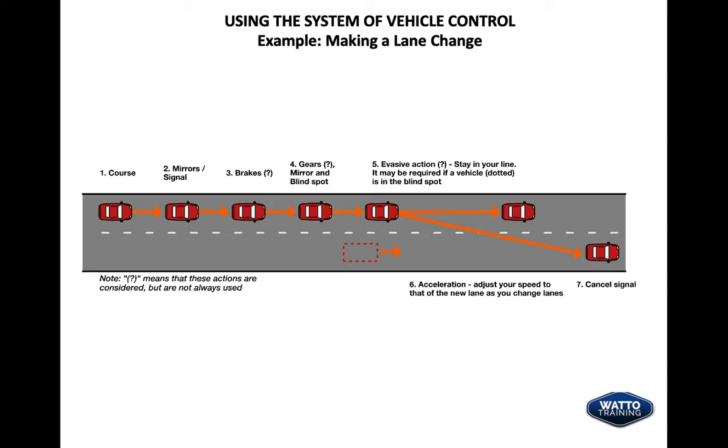This example highlights a lane change to the right lane. Step 1, set the course. We are moving to the right lane when it is safe to do so. Step 2, check your mirrors. Mirrors and signal. Step 3, again, that depends on the situation if we would be braking at that point.